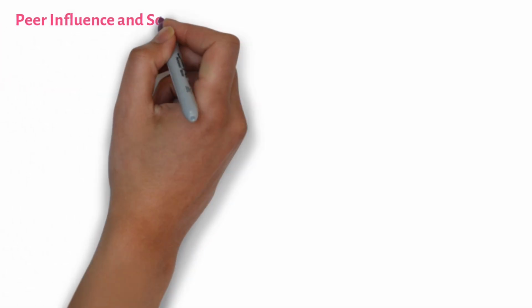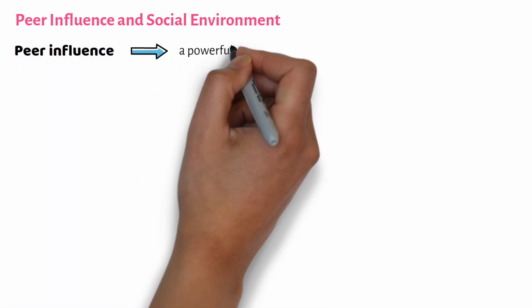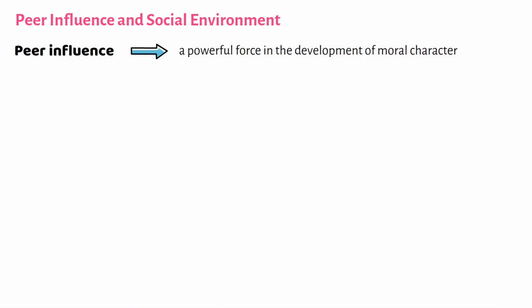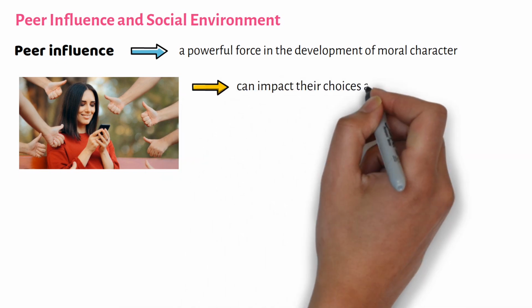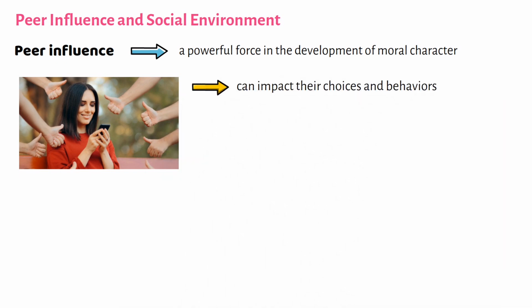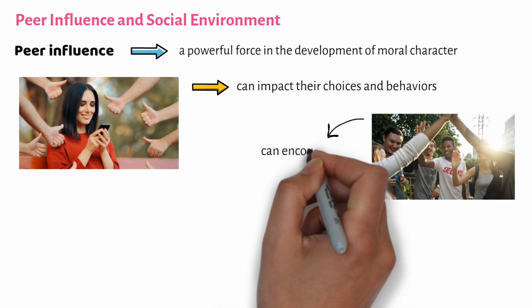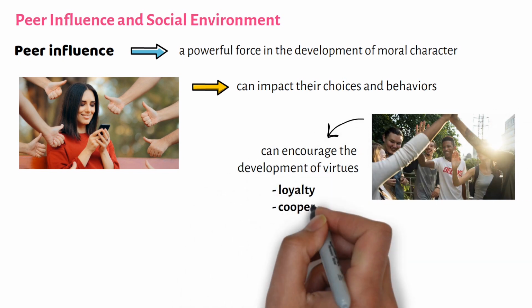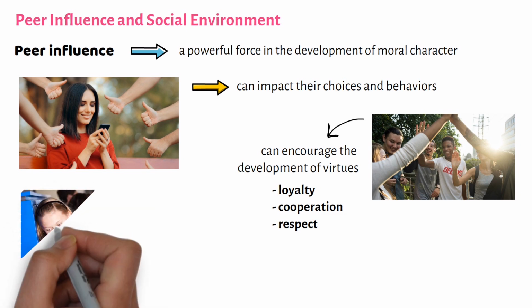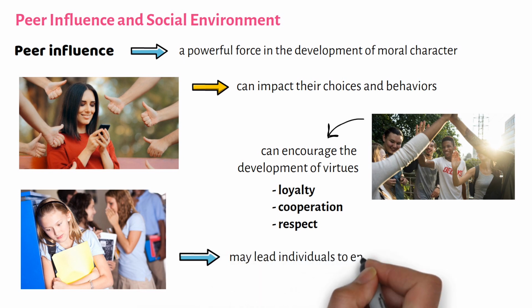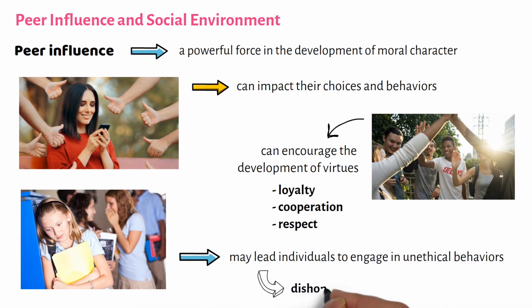Third, on peer influence and social environment. Peer influence is a powerful force in the development of moral character, particularly during adolescence. Young people often look to their peers for approval and validation, which can impact their choices and behaviors. Positive peer relationships can encourage the development of virtues like loyalty, cooperation, and respect. Conversely, negative peer influences may lead individuals to engage in unethical behaviors, such as dishonesty or bullying, to gain acceptance within a group.